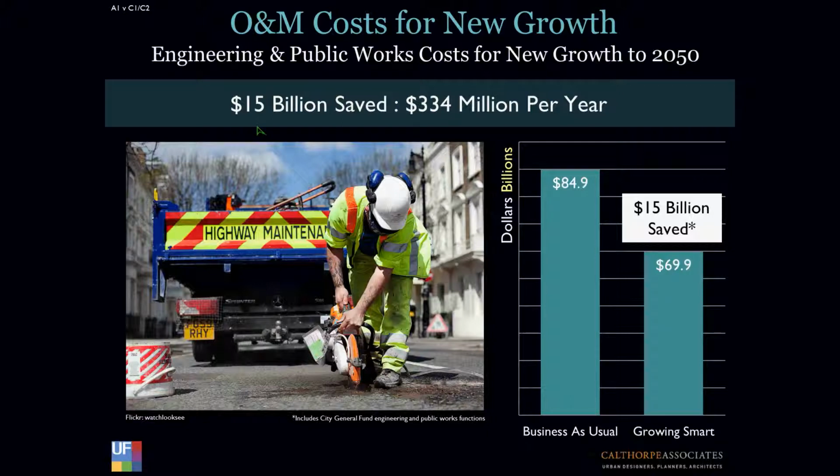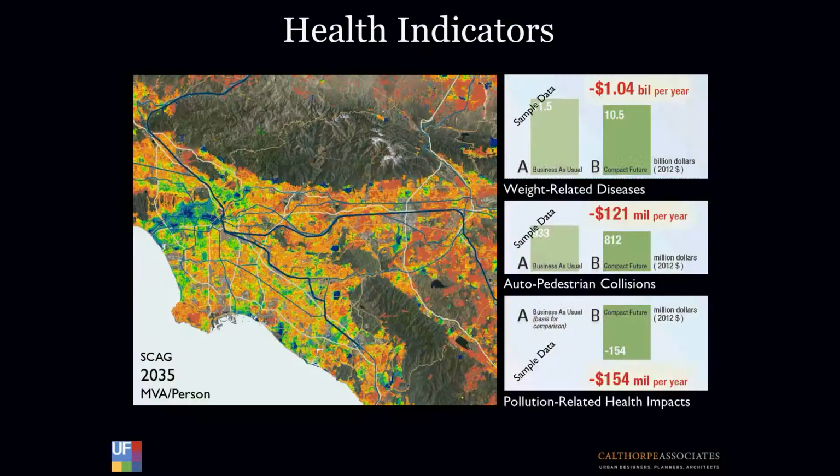Health indicators. The initial version of UrbanFootprint also includes an analytical capability for active transport and weight-related diseases, auto-ped collisions, and also pollution-related health impacts. This is just sample data you're looking at now. The map is a map of moderate and vigorous activity per person walking, for the most part, blue being where people are walking the most and red being where people are walking the least.